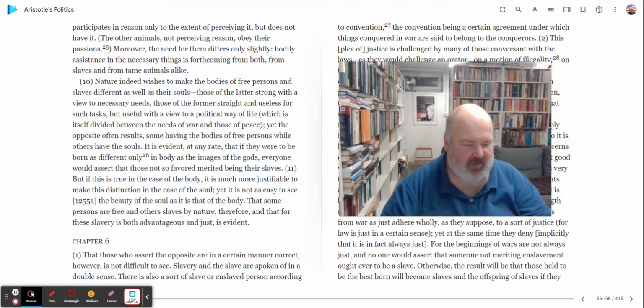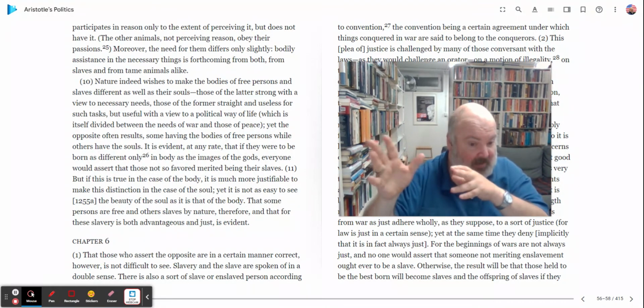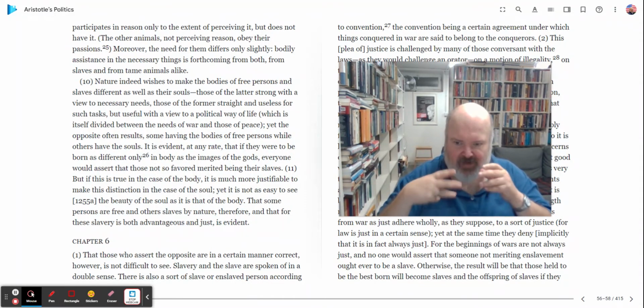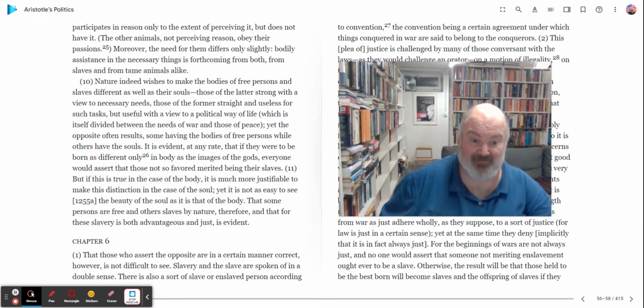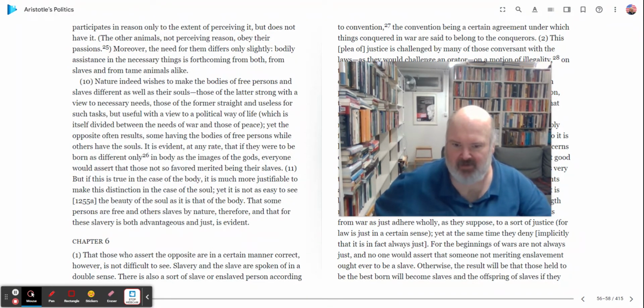Okay, that is the idea. But I have to know that he or she is better, and everyone needs to know this. This is the problem. It must be evident. But in reality it never is evident. It is evident that if everyone were to be born different only in the body as the images of the gods, everyone would assert that those not so favored merit being slaves.